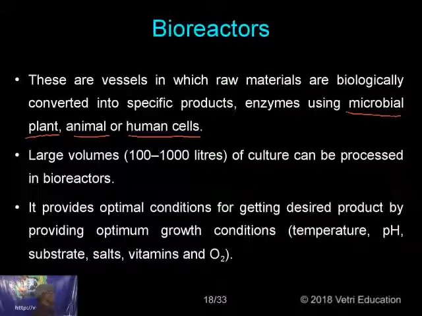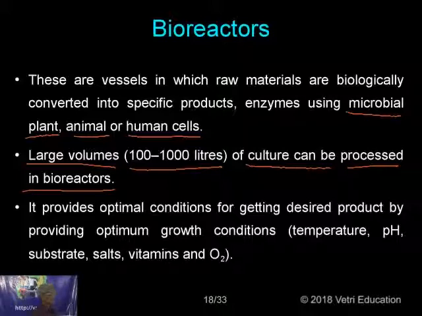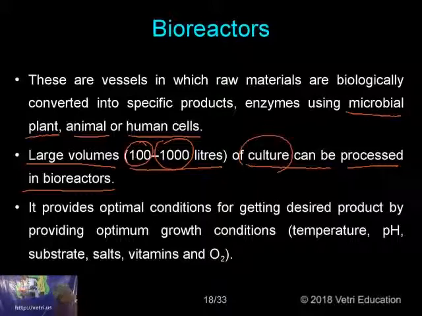What is this bioreactor? It contains large volumes. 100 to 1000 liters of a culture can be processed in a bioreactor. So different bioreactors are there, small size, medium size, large size, like that. A wide range is there to hold 100 liters, 1000 liters, etc. So 100 to 1000 liters of a culture can be processed in a particular time.